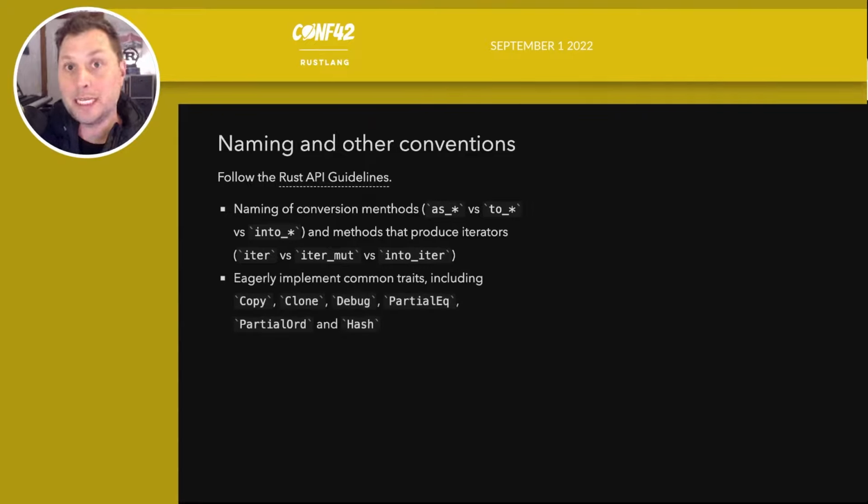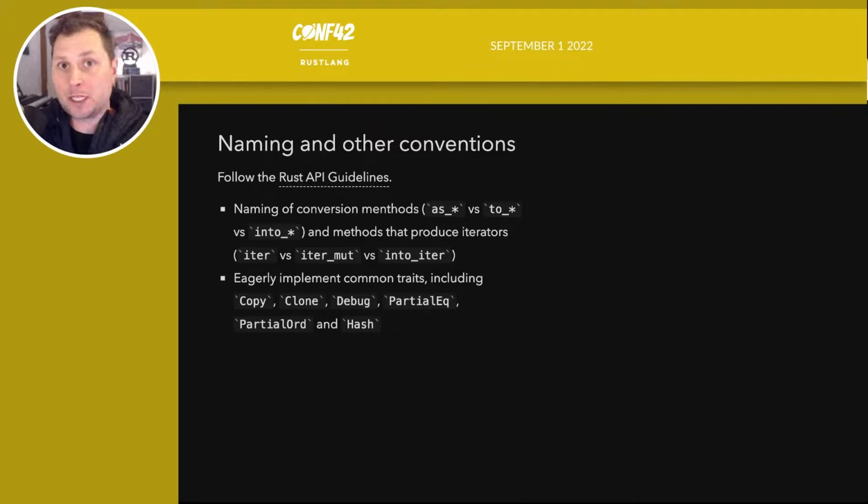You should also eagerly implement traits. If your type is able to be compared for equality with other types, implement partial equality. Implement clone where you can, or partial ord where it's appropriate, because your consumers, or the people that are importing your code, cannot implement those traits themselves for your type.